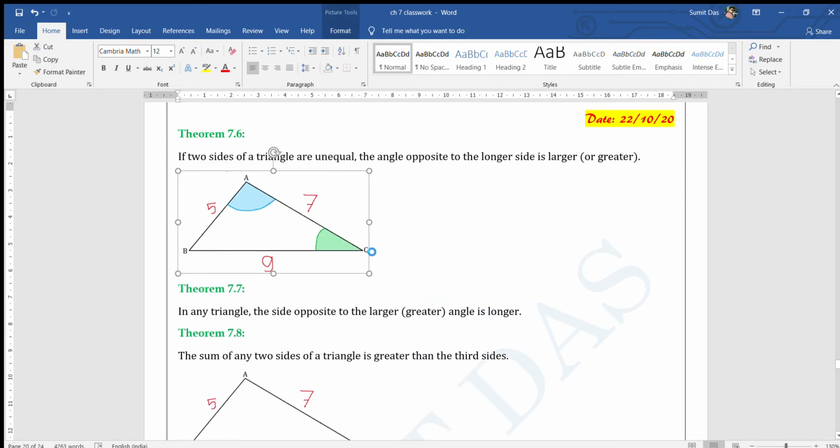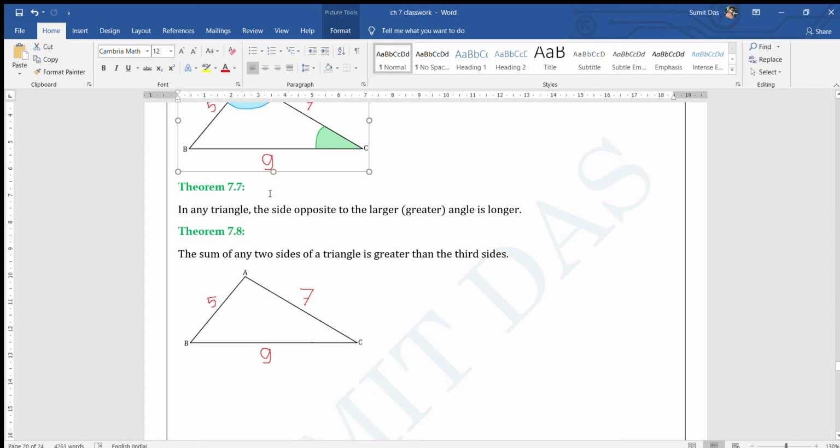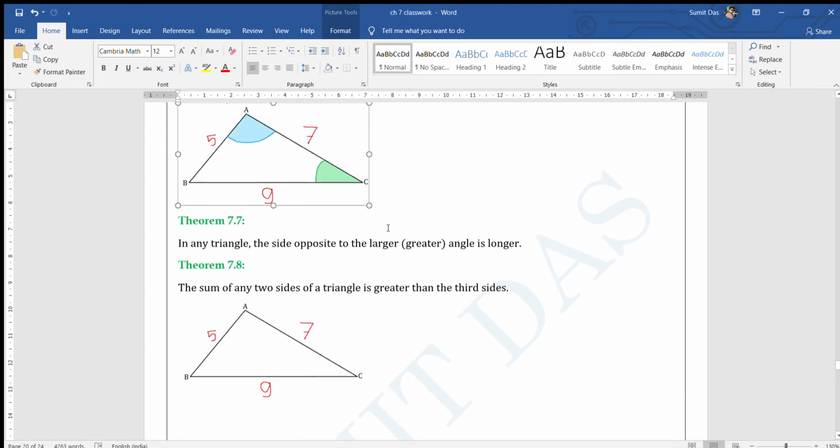Then theorem 7.7. Theorem 7.7 is saying in any triangle the side opposite to the larger angle is longer. So you can see this is the vice versa of the previous theorem. As I told, this is the largest angle, so its opposite side will be the largest side, the longest side.